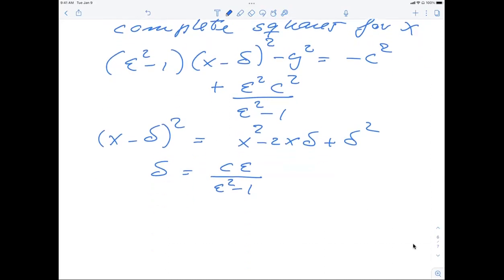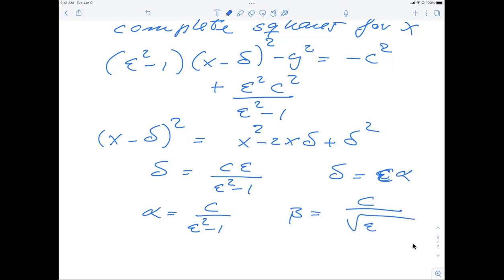And I can rewrite this further. I can actually show that this delta is the same as C times, and I'm going to introduce a new parameter, alpha. So this is the same as epsilon times alpha, and this alpha is the same as C divided by epsilon squared minus 1. I define a parameter beta, which is C divided by the square root of epsilon squared minus 1.